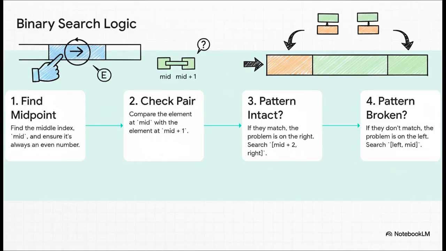Okay, here's the game plan. It's pretty straightforward. We're going to find the middle of our search space. But here's a little trick. We'll always make sure we're looking at an even index, the start of a potential pair. Then we ask one dead simple question. Does the number here match its buddy to the right? If the answer is yes, the pattern is good, everything's normal, so the lone element must be somewhere to the right. If the answer is no, whoa, the pattern is broken right here. The element is either here or somewhere to the left.